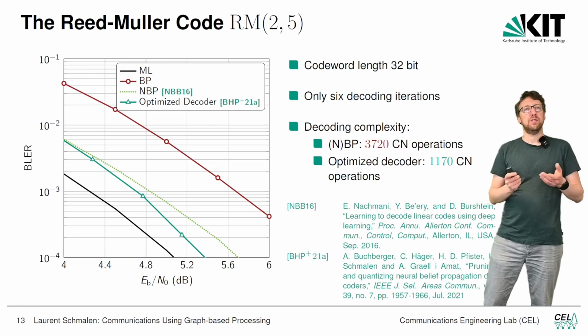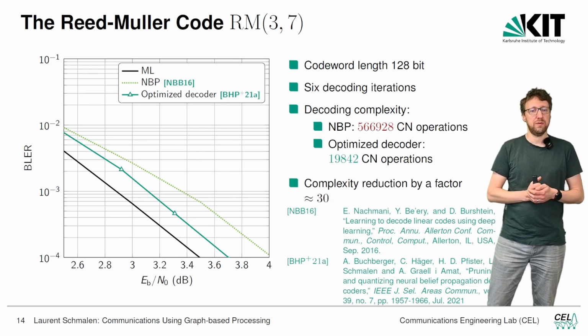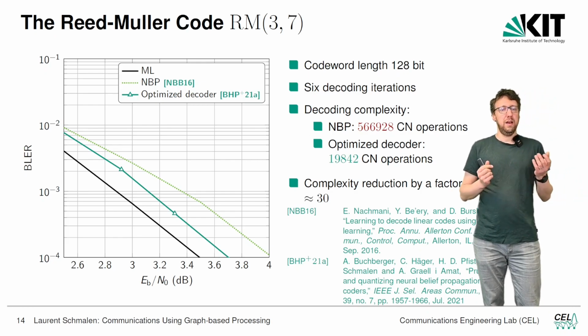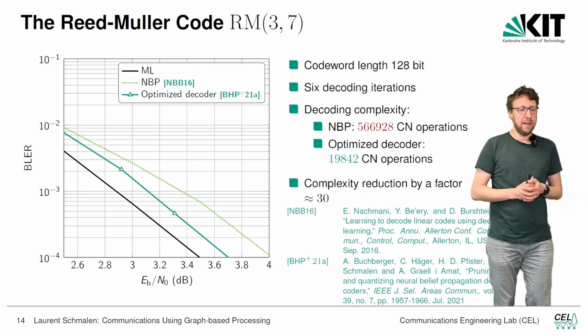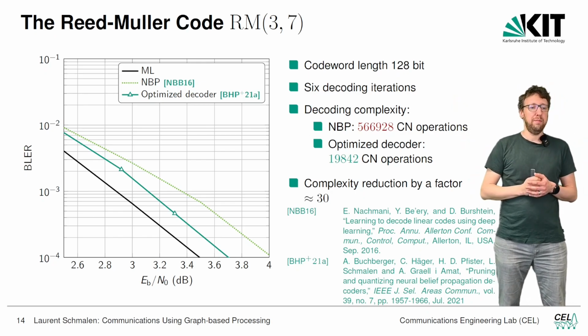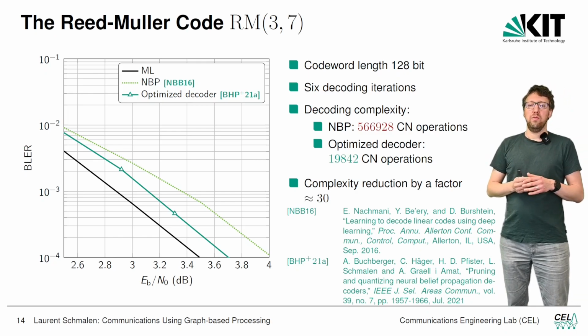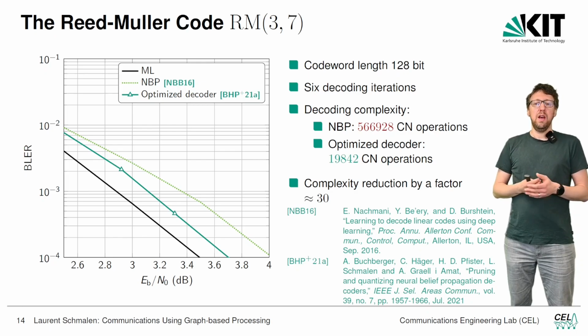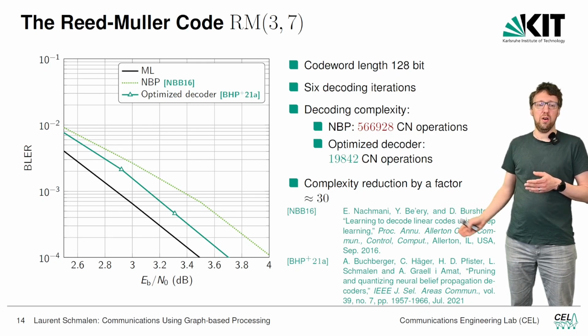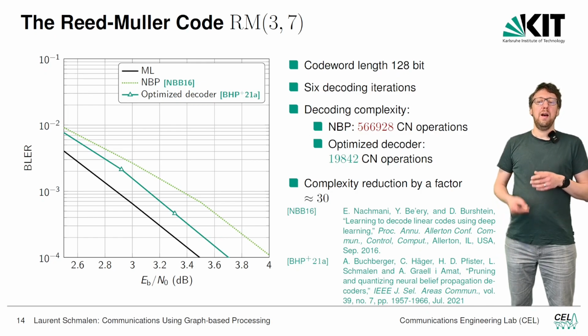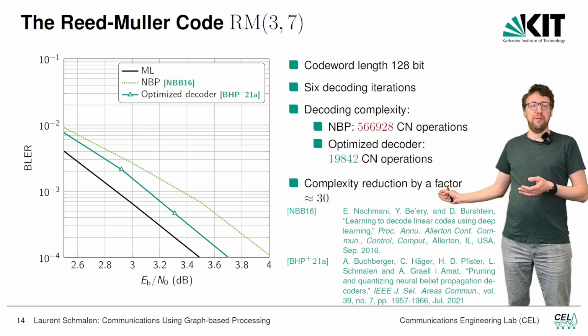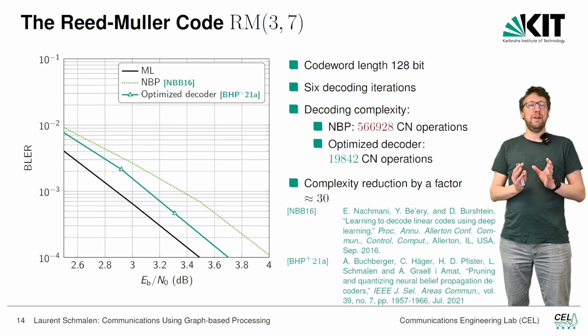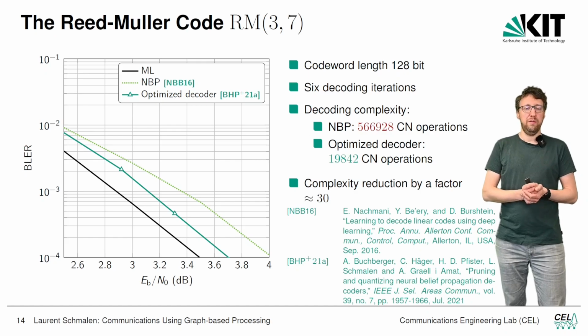Now the question arises, does this also work for other codes? Yes, it also works for other codes. So here's an example of a Reed-Muller (3,7) code. This is a code that has a code word length of 128 bits. And so we have 64 information bits, meaning 8 bytes that we can transmit. We carry out 6 decoding iterations, and we have a performance improvement of roughly 0.2 to 0.3 decibels. But at the same time, we have a complexity reduction by a factor of approximately 30. So we need significantly less complexity than the neural belief propagation decoder.